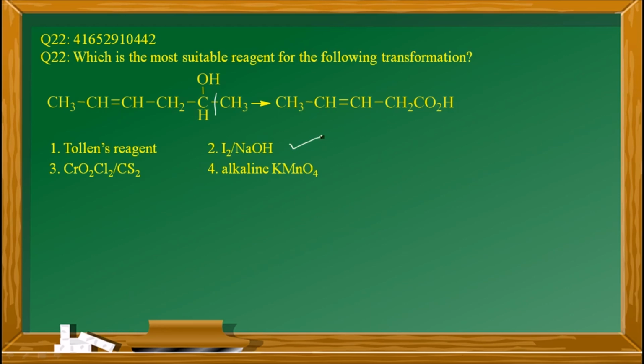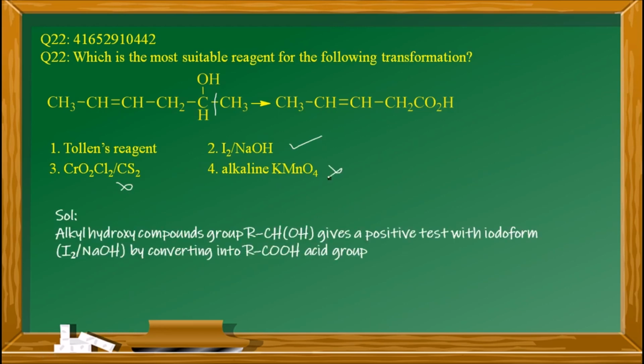Iodoform? Let us see the other reagents. Bromine chloride? No. Alkaline KMnO4? No. In this reaction, the alkyl hydroxy compound group gives a positive test with iodoform. This is iodine and sodium hydroxide converting it into an acid group. So option number 2 is the correct option, friends.